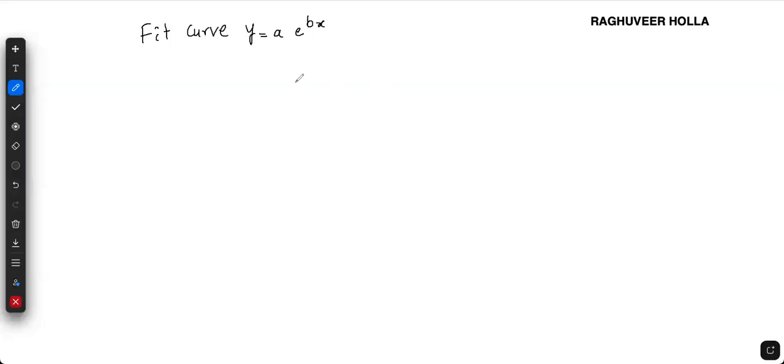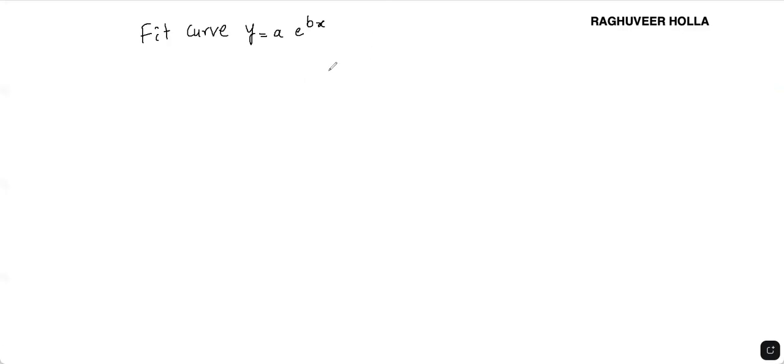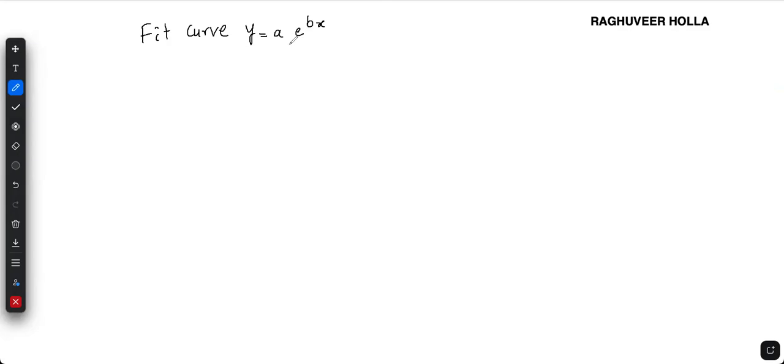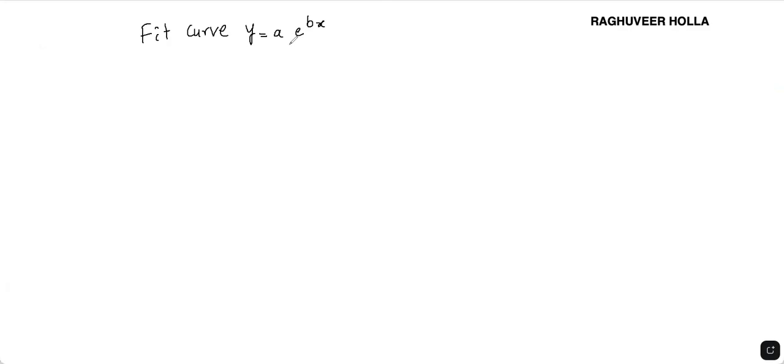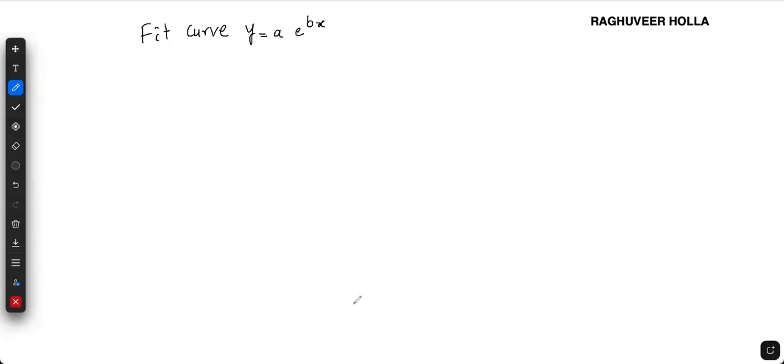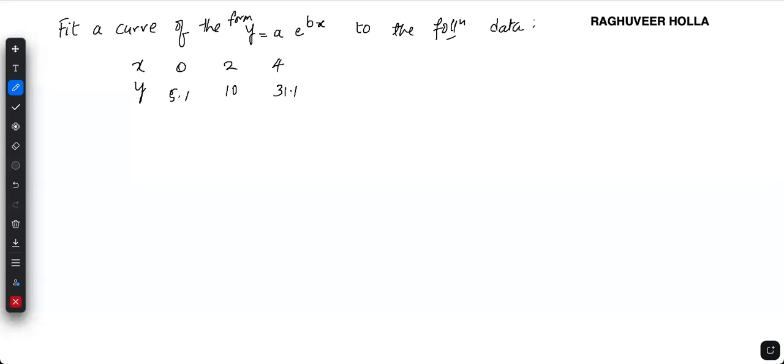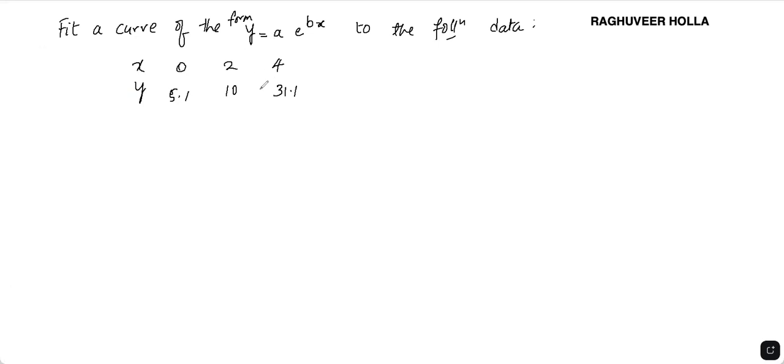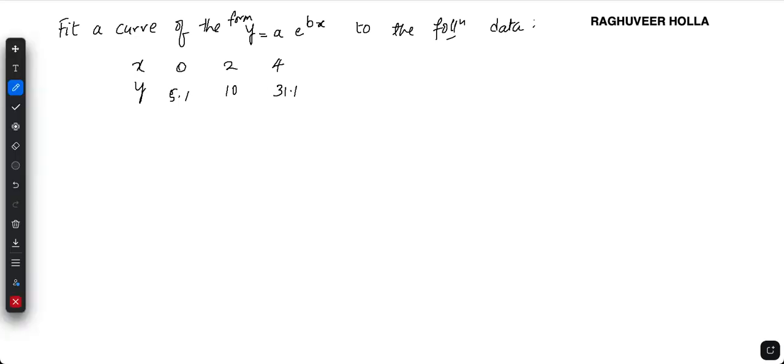Now let us see how we solve the problems for fitting a curve of the form y is equal to a e to the power of bx. Let me take one example to solve this. Let us fit a curve of the form y is equal to a into e to the power of bx for the following data which is given.